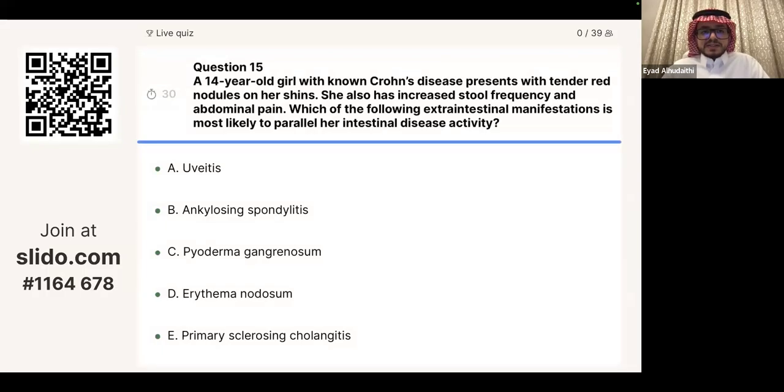So next question, we are halfway there. A 14-year-old girl with Crohn disease presents with a tender red nodule on her shin. She also has increased stool frequency and abdominal pain. Which of the following extraintestinal manifestations is more likely to parallel her intestinal disease activity? Uveitis, ankylosing spondylitis, pyoderma gangrenosum, erythema nodosum, primary sclerosing cholangitis.